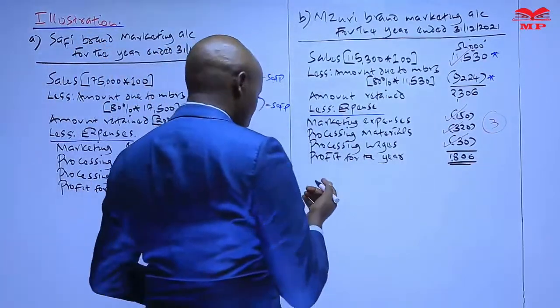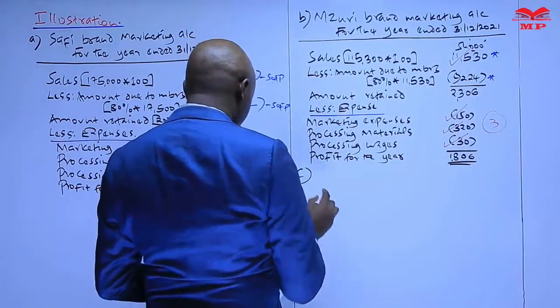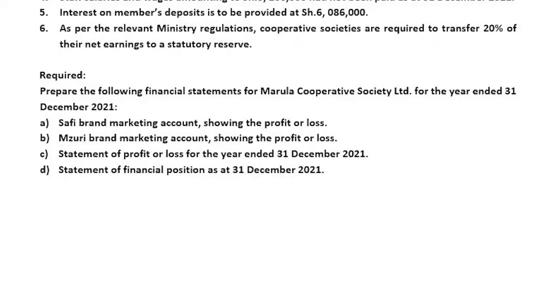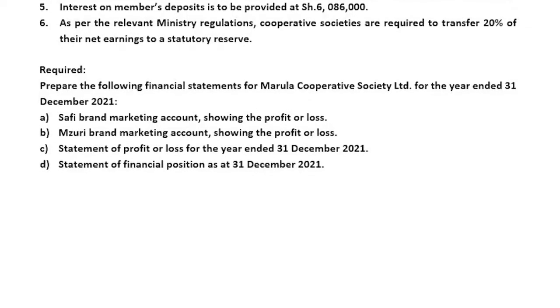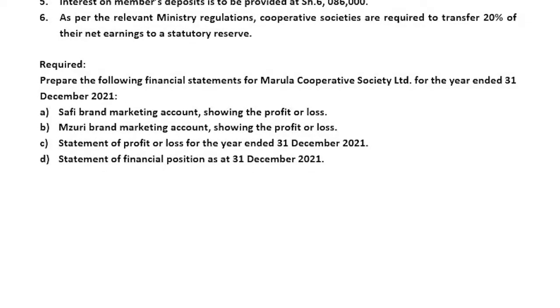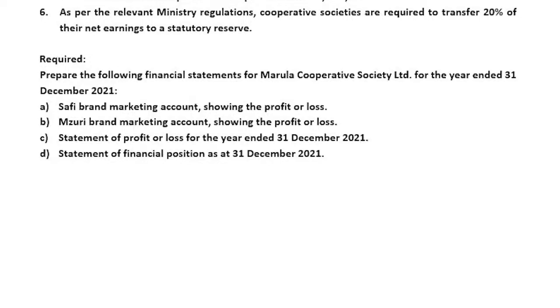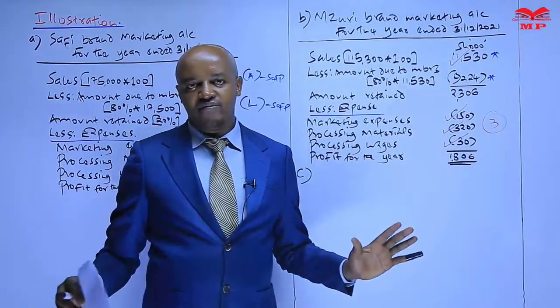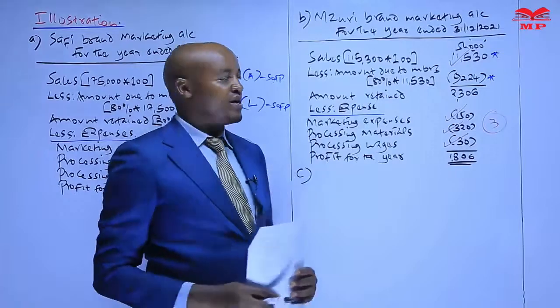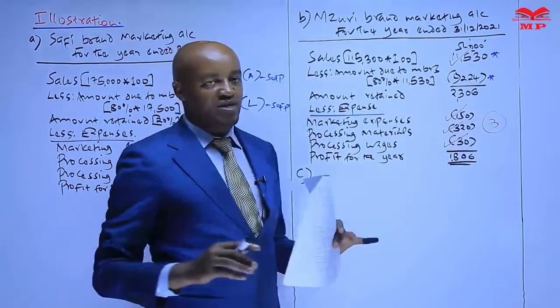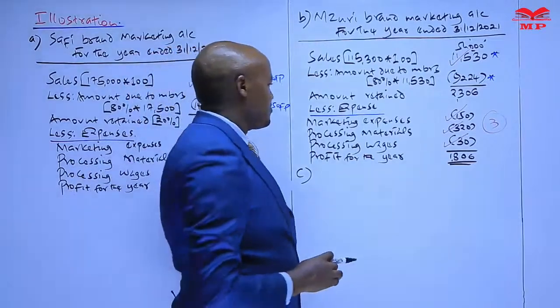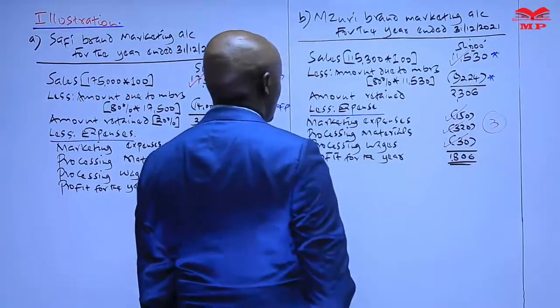Let's move to part C of that question. In part C, we are required to prepare now a statement of profit or loss for the year which ended 31st of December 2022. Now, this one is prepared to determine the profit or loss for the entire cooperative society. Remember what you have prepared in part A. Part B is prepared to determine the profit from marketing and selling the 2 coffee brands.